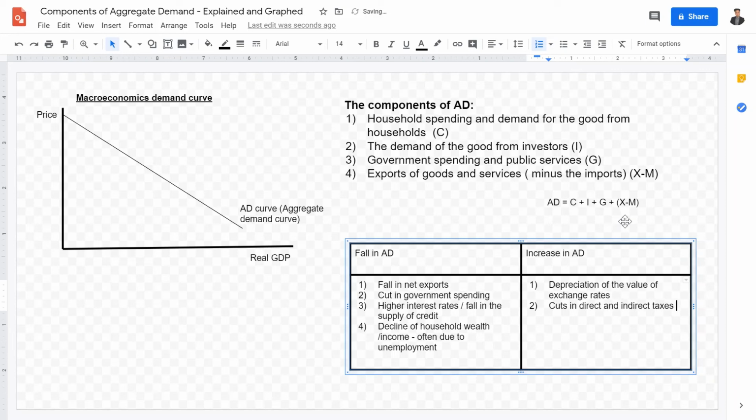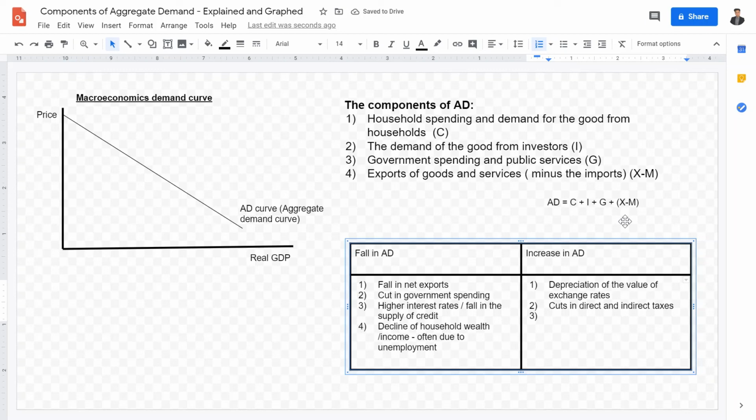So this is, of course, another monetary and fiscal policy that government may use in order to increase the money supply, which is an expansionary fiscal policy, to increase the money supply within the economy, leading consumers to have more money, which of course causes aggregate demand to shift and actually increase. So that's the cuts in direct and indirect taxes.